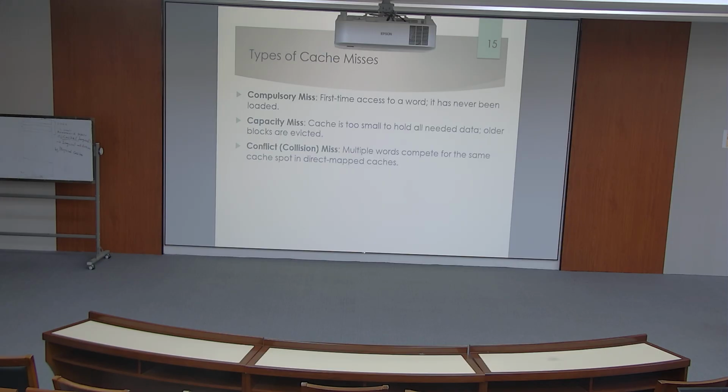For conflict miss, which we also call collision miss, that means we have multiple words from the main memory that need to be loaded into the same cache line. So they are competing for the same cache line, especially in what we call the direct map technique. We're going to discuss different techniques that we can use to minimize the capacity miss as well as the conflict miss. But for the compulsory miss, there is nothing we can do because this is the first time access to a word which has never been loaded into the cache memory.